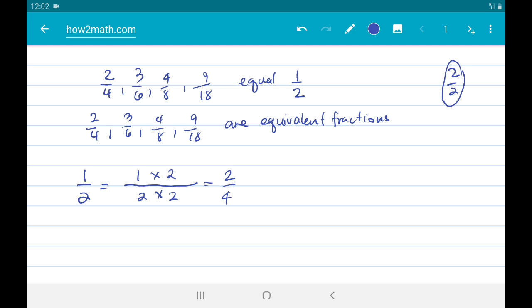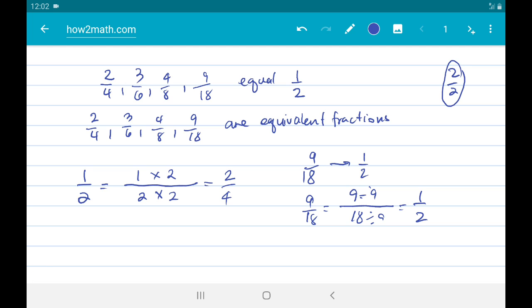Or the other way around, for example 9/18. How do you convert this to 1/2? You divide both the numerator and the denominator by the same number. So 9 divided by 9 and 18 divided by 9. So that's another way to generate an equivalent fraction of 9/18.